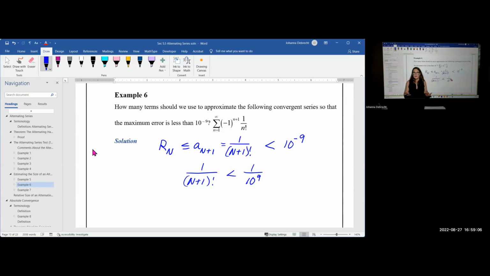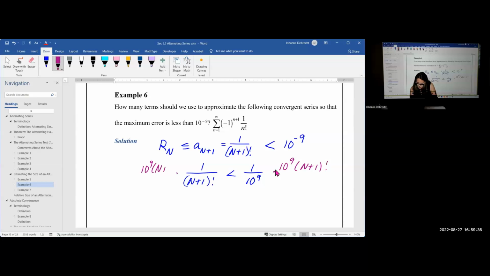Now, I know 10 to the 9th power is definitely positive, and my subscripts are starting at 1 and increasing. So uppercase n plus 1 must be positive. So n plus 1 quantity factorial must be positive. And if it's positive, I can multiply both sides of the equation by each of those factors. So I'm going to multiply both sides by 10 to the 9th times n plus 1 factorial.